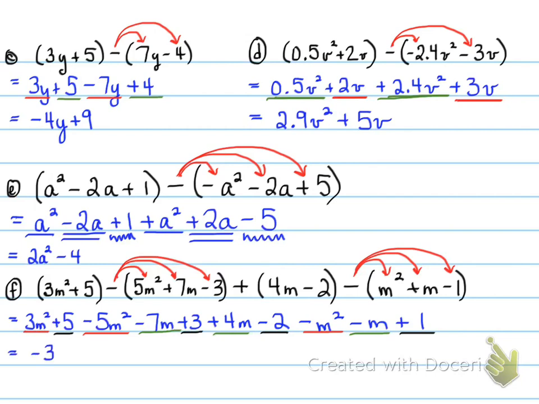So negative 3m squared. One more time, 3m squared minus 5m squared is negative 2m squared. Minus m squared gives us negative 3m squared. Next goes the m's. Minus 7m plus 4m minus m, which gives us minus 4m. And then the constants, 5 plus 3 minus 2 plus 1 gives us plus 7. All right, that's the end of that example.